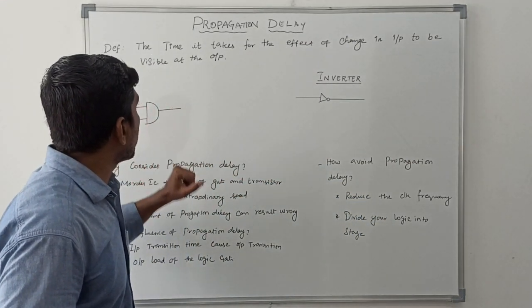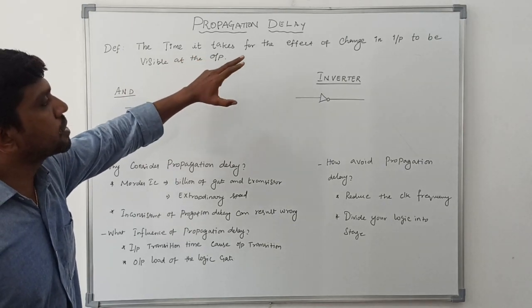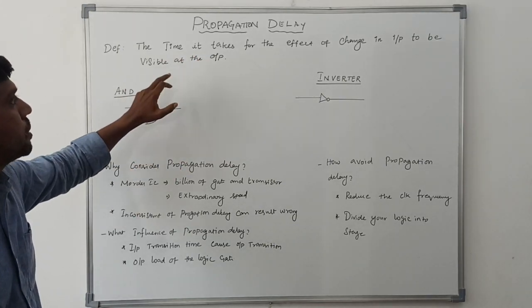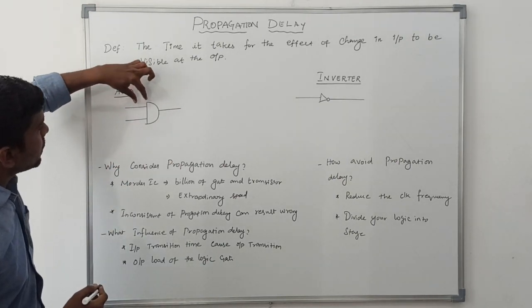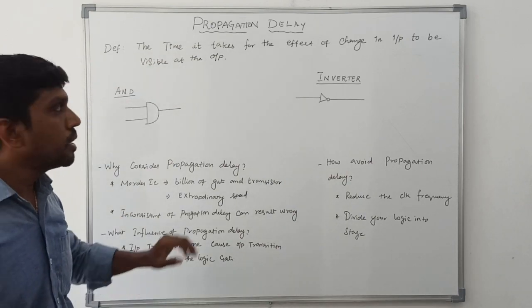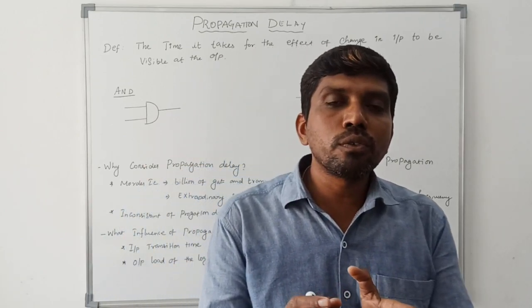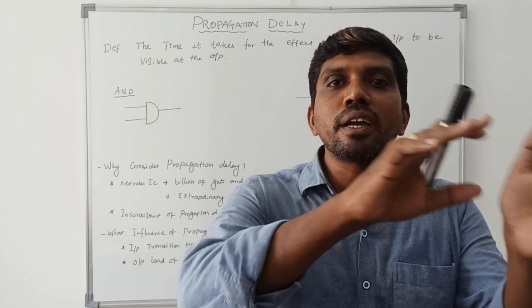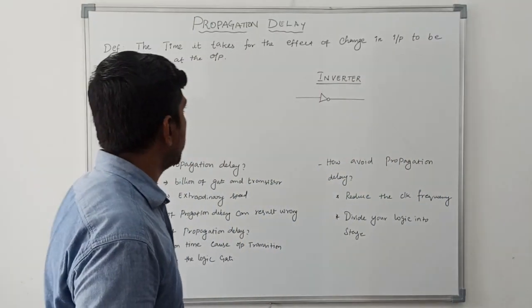So the definition of propagation delay: the time it takes for the effect of a change in input to be visible at the output. So the time taken from the input to the output is called the propagation delay. In other words, the time required for the input to propagate to the output is called the propagation delay.